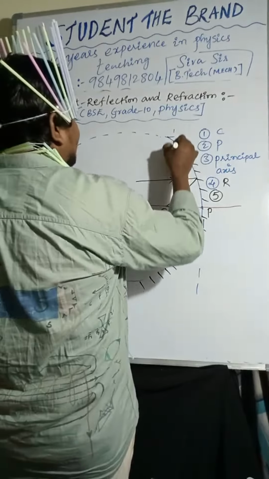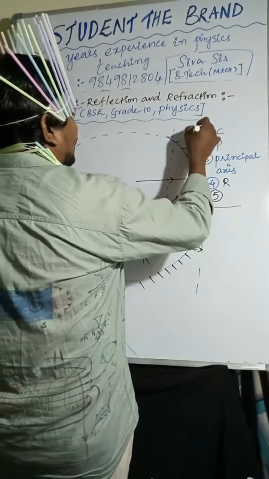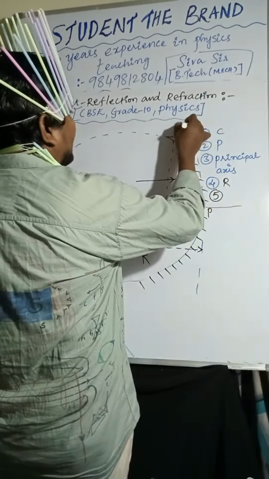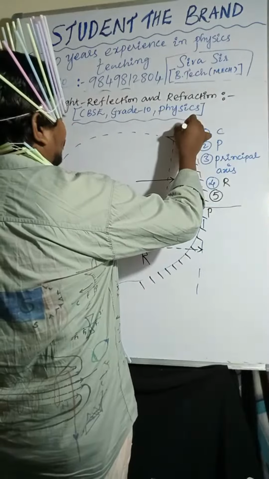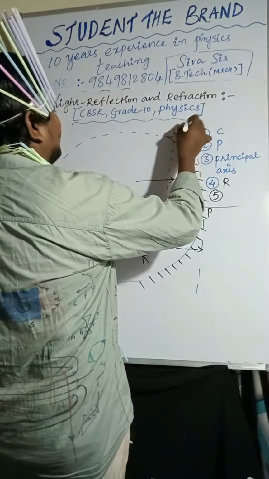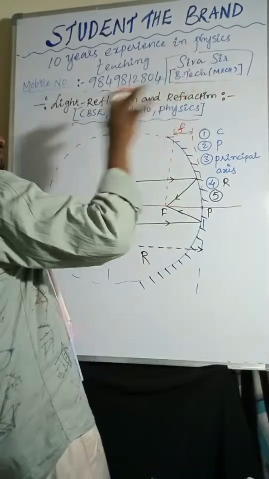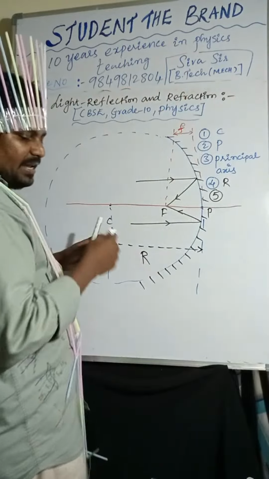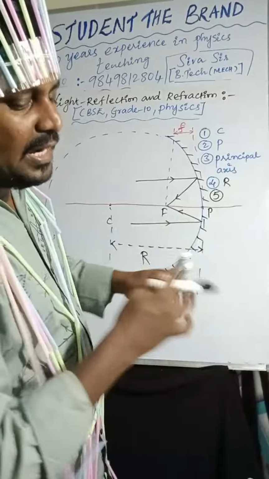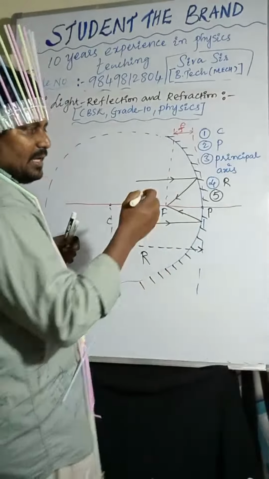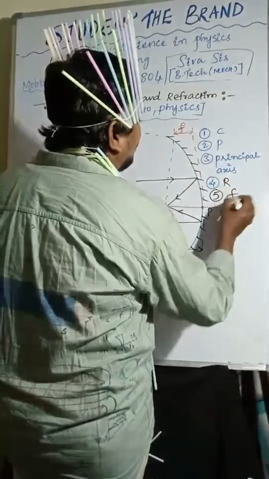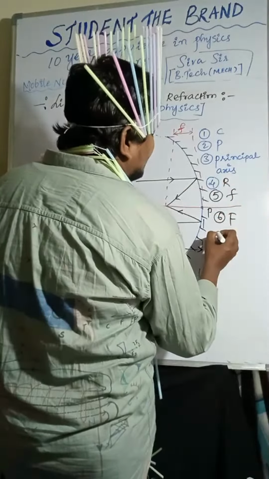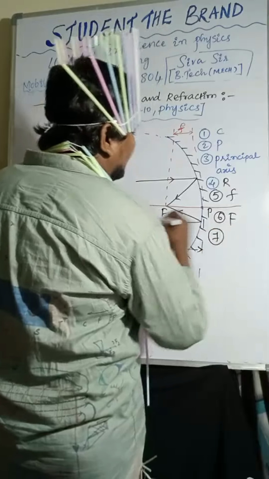The distance between the focus and the pole is called focal length. Sixth one is principal focus, or simply called focus.